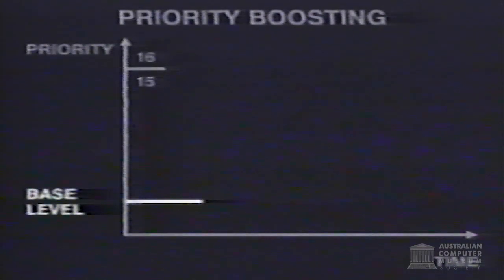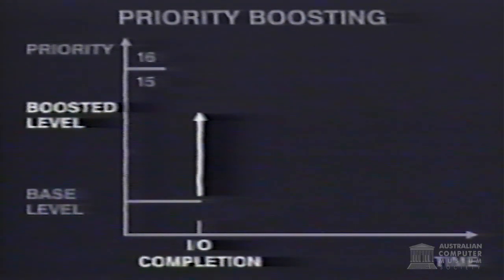You should be aware of several things in relation to priority boosting. Every process has a base priority level. This level is typically assigned by the system manager when a user's account is set up. The boost occurs when the process's I/O completion occurs. In this way, the system doesn't need prior knowledge of which processes are going to be I/O bound.